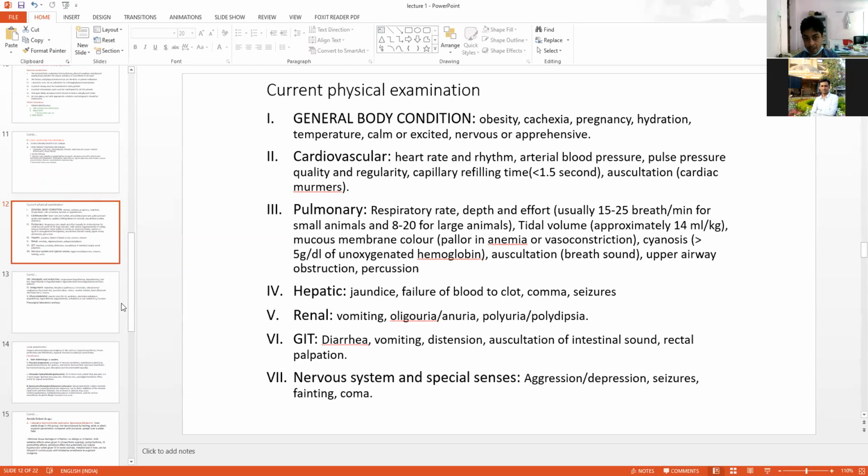Now, pulmonary: respiratory rate, depth and effort of respiration are also very important, and you should know the heart rate of the animal to which you are going to administer this anesthesia. Tidal volume, if possible, you can note down. Cyanosis, whether there is bluish coloration of the mucosa. So these things you have to record very carefully.